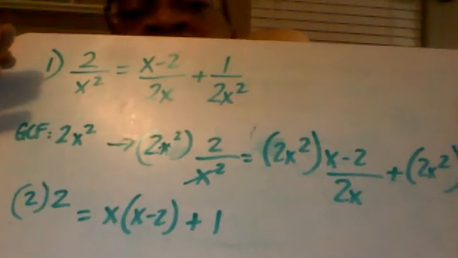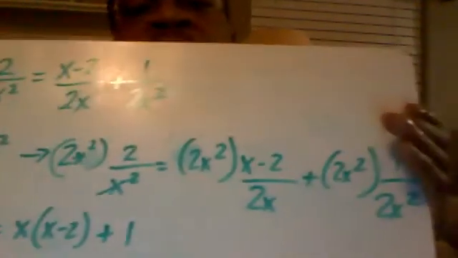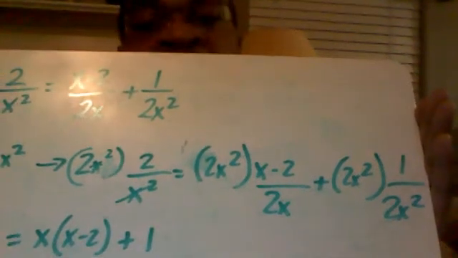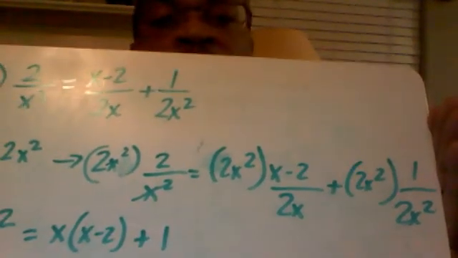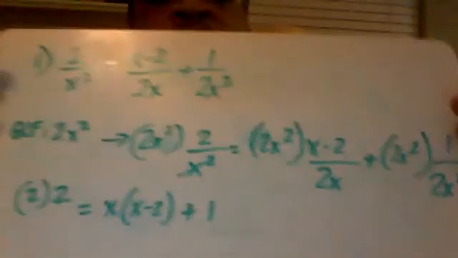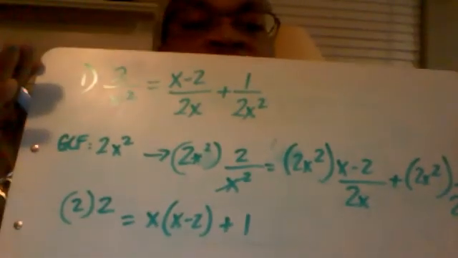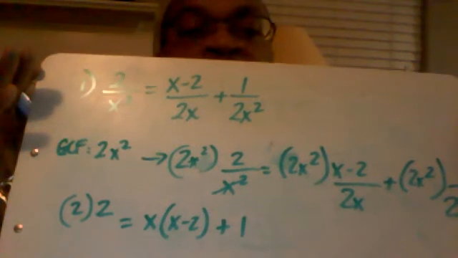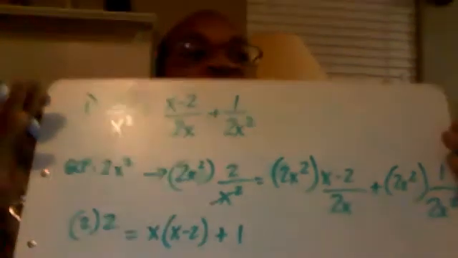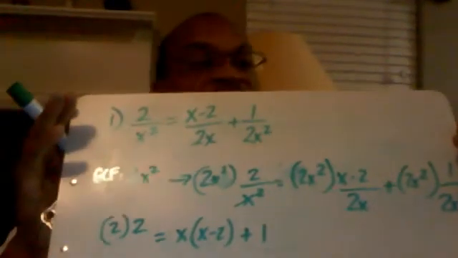X squared over x is x. Alright, the last one, if you look over here on the right, the last term, you have 2x squared and 2x squared, and y'all know that cancels out. That's 1. So all you have left is the 1. Alright, and that leaves us with this portion over here, the 2 parentheses 2 times 2 equals x parentheses x minus 2 plus 1. Now if you understand that, the rest is pretty easy. It's just solving an equation.